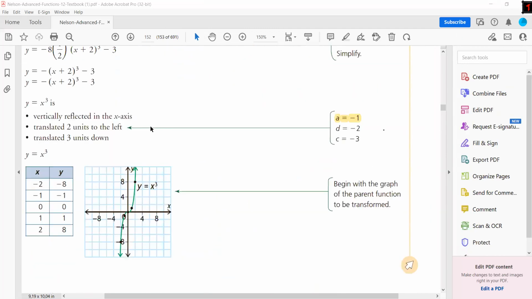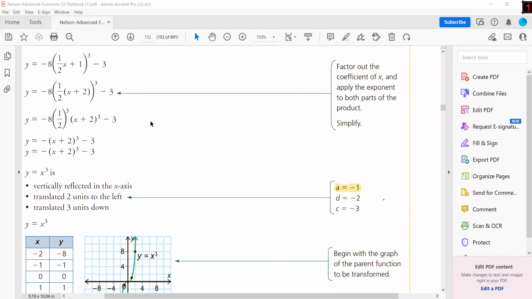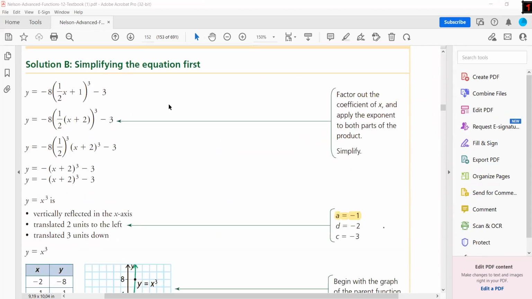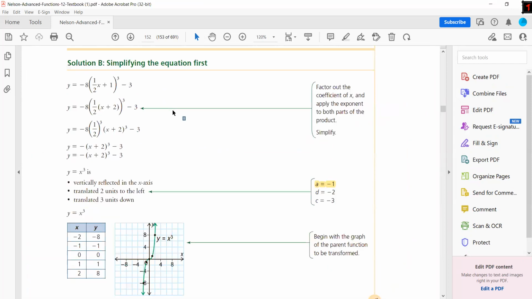Please take a moment to note down this simplifying of the equation example, solution B, because this is, as for me, the most convenient one for your future studies. Copy this particular example. Take up to 5 minutes to do that.